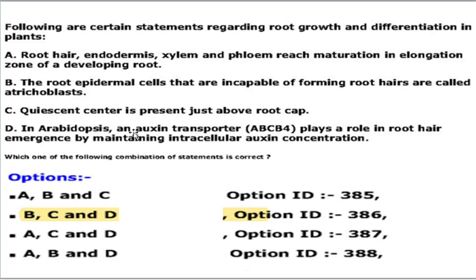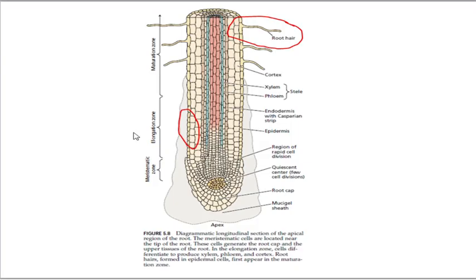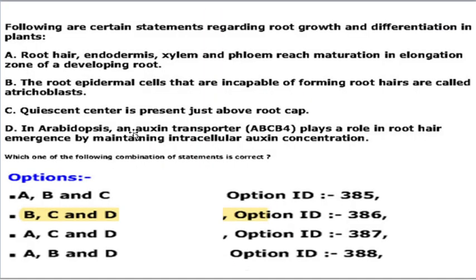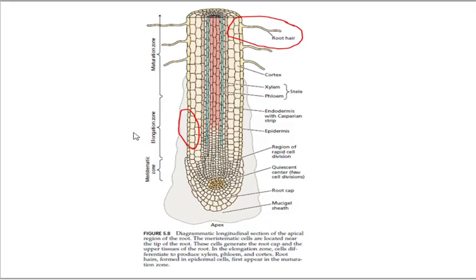Next: the following are statements regarding root growth and differentiation in plants. They have given 4 options, and we need to select which option is correct. The first option: root hair, endodermis, xylem, phloem reach maturation in the elongation zone of the developing root. The developing root consists of 3 zones: maturation zone, elongation zone and meristematic zone. Root hair will mature in the maturation zone, whereas your endodermis, xylem, phloem will mature in the elongation zone.